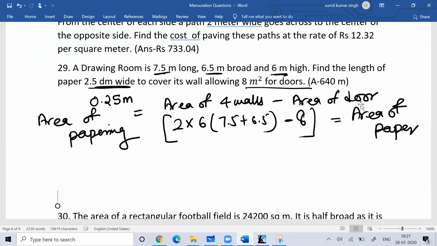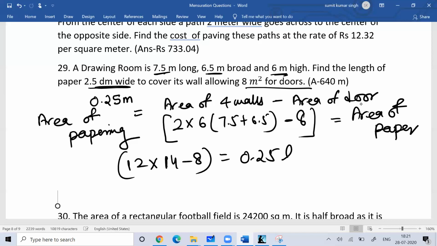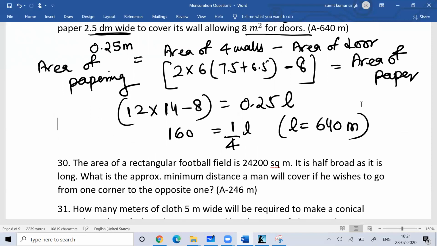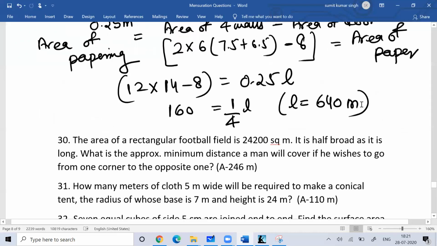So this is 12 into 8, 7.5 plus 13, 14 minus 8, that is equal to the area of paper. So width of paper is 0.25 into the length. So this is 168, 160. That would be equal to 0.25, which is nothing but 1 by 4 of L. The value of L would be 640 meter. And you can see the next question.